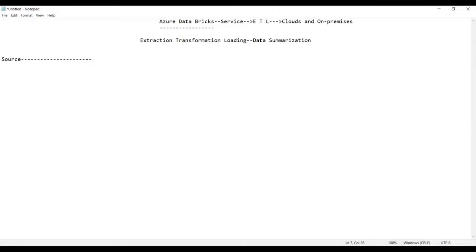From the source, ultimately we pass on the data to the target. So can you see here, we have the source. Source means a place where we can find the actual data. All of you following, please?